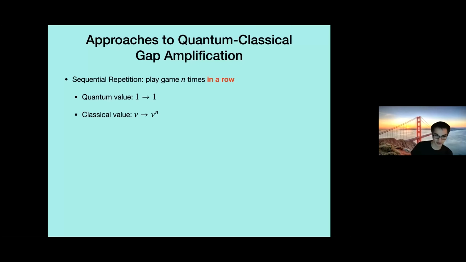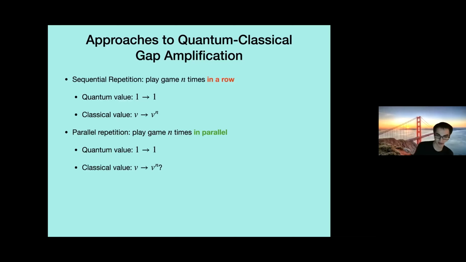So an alternative that you might try is something called parallel repetition, where instead of having n rounds, you just do the game n times in parallel. So you just have one round where you send n copies of independently sampled questions to the players, and the players send back all of their n answers. And again, it's not hard to see that if the quantum value is 1 to start with, it stays 1. And you might expect that the classical value exhibits exponential decay, just like in the sequential repetition case. But unfortunately, this is not quite the case.